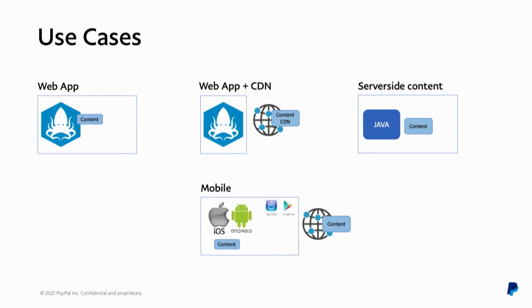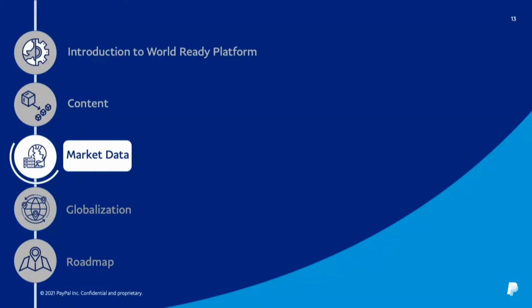99% of the web applications are already onboarded with the World Ready platform. We also support cases like Gatsby. In the web app plus CDN use cases, our World Ready SDK has the ability to fetch content from there. We also support server-side content, the Java-side layer. All you need to do is upgrade your Maven version, and the latest content is available for you. When I say content, I mean content as well as the market data. We also support mobile use cases where we are able to slice the content by a particular locale, and only that locale-related content is fetched for you. So with that, I will move on to market data.